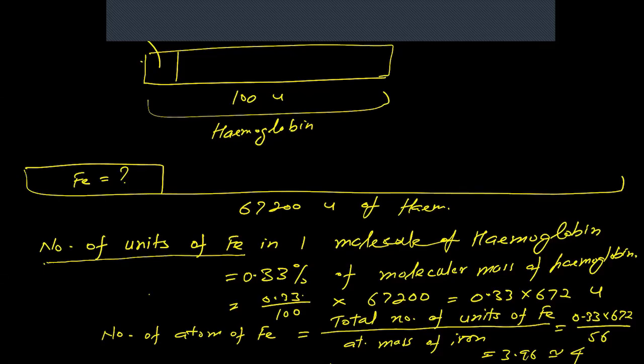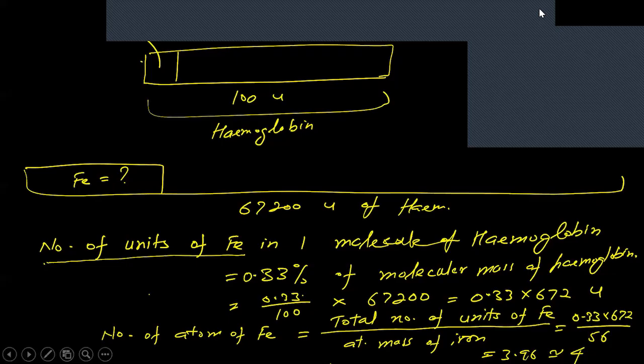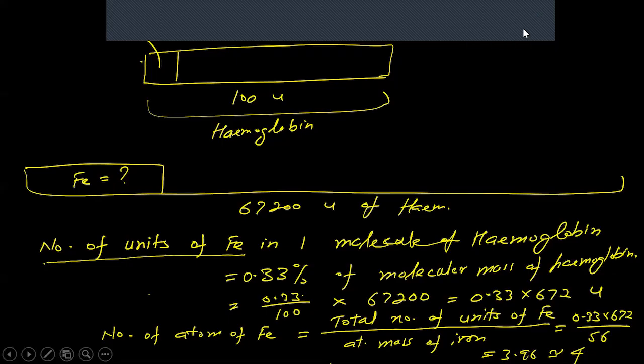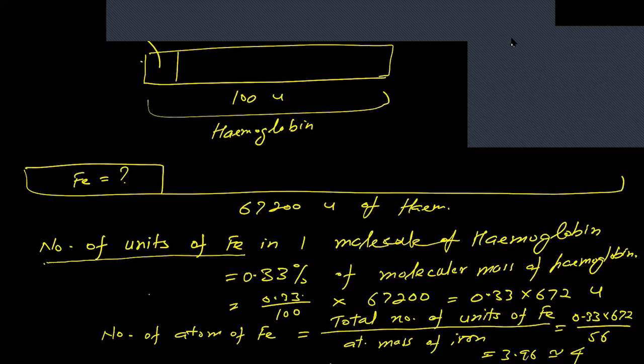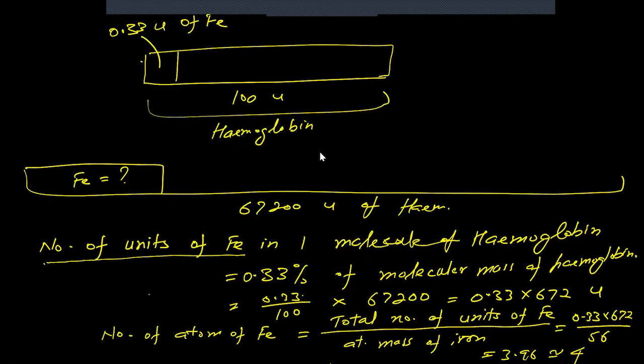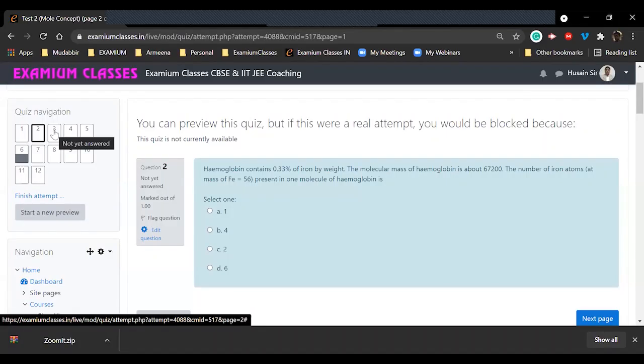So that mathematical part has to be strong. And in chemistry, you will again and again use the unitary method, which is nothing but this formula I am talking about. So have command on the unitary method. I'm going back to the questions. So here B will be correct. 4 iron atoms will be there in one molecule of hemoglobin.